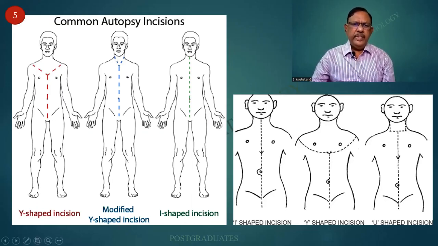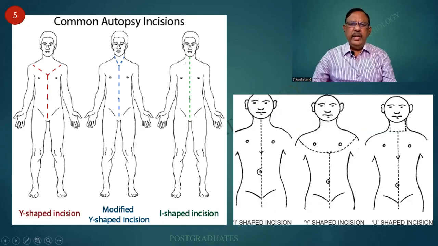There is another incision called a modified Y incision. Some books call it a U incision also. It starts from behind the ear lobule and then goes across in the region of the sternum or manubrium sterni. It starts and then comes straight down, avoiding the umbilicus. This is a modified Y incision.